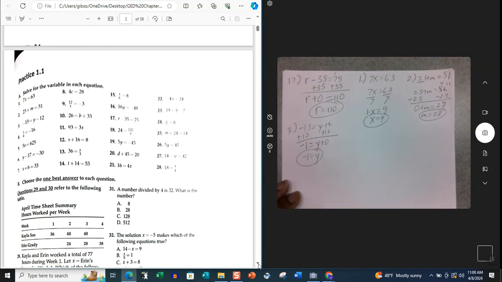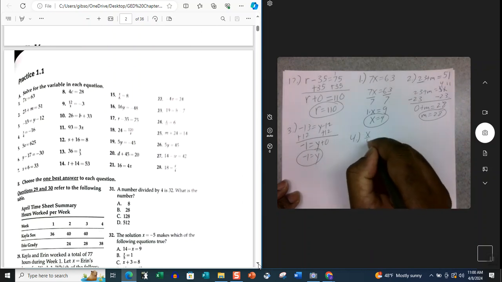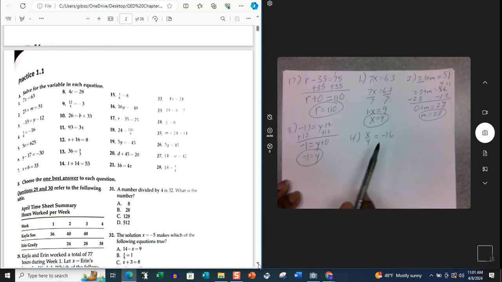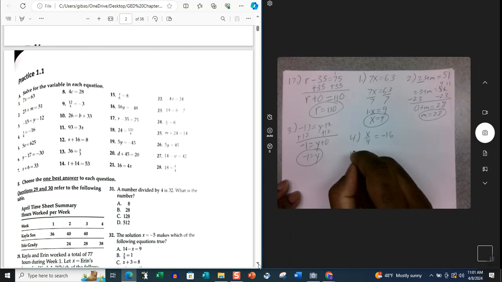Now we go here to number 4. Number 4, we have a fraction. We have x over 4 equals negative 16. Now we want to solve for x. We have to ask ourselves, how is this 4 connected to the x? It's connected by division. So since this is connected by division, we would have to multiply each side to get rid of this 4. Since x is divided by 4, we'll multiply everything by 4.